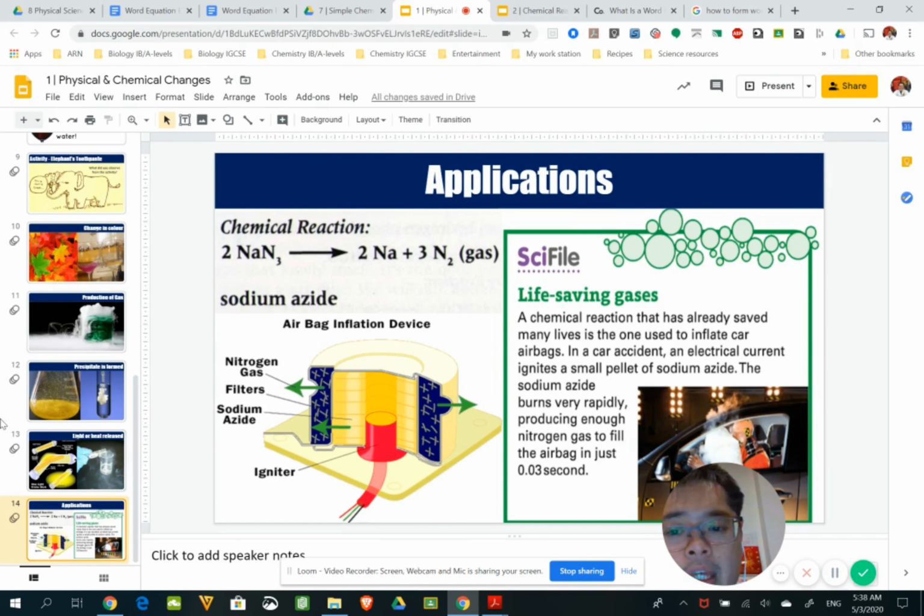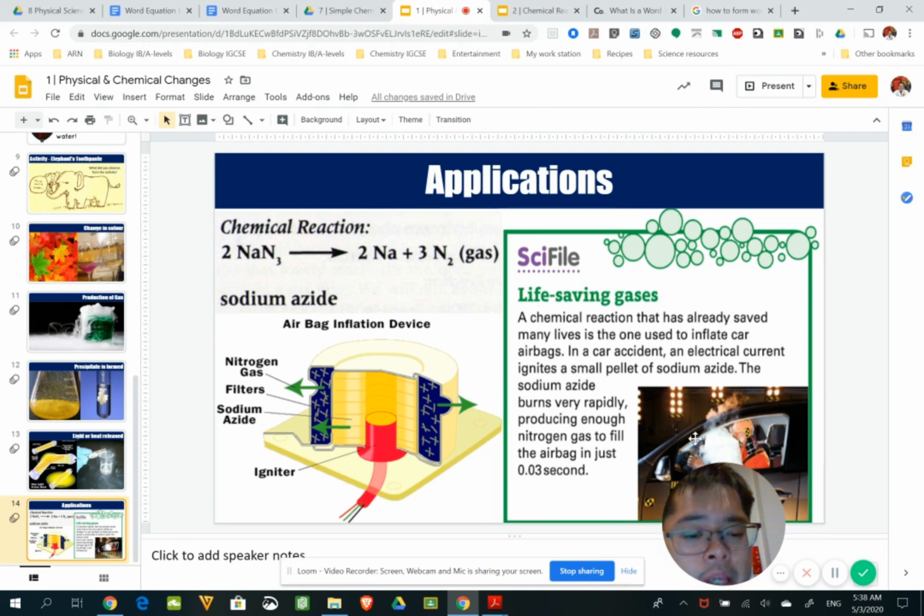What I mean by that is sodium azide, NaN3, is the substance initially. After undergoing a certain change, a certain pressure, it will break down into sodium and nitrogen gas. This nitrogen gas basically fills up the airbag in your car. This happens if there is an accident or a certain force that hits it.